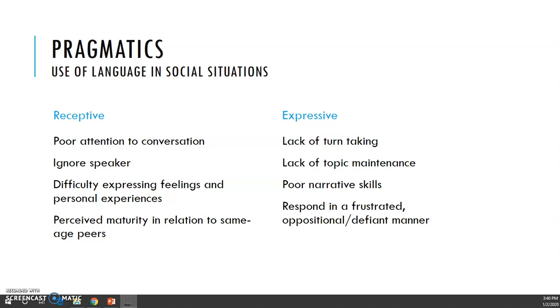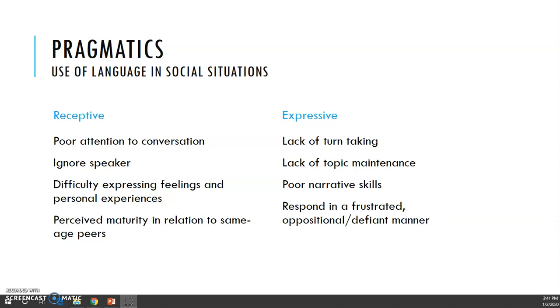For pragmatics, we have the use of language in social situations. This is related to how we're interacting with our peers, our teachers, our parents, ourselves, anything like that, where we're in an environment that is a social situation. On the receptive side, they could have poor attention to the conversation, so they might walk away in the middle of a conversation or cut you off. They could ignore the speaker. This is, again, walking away or cutting them off.